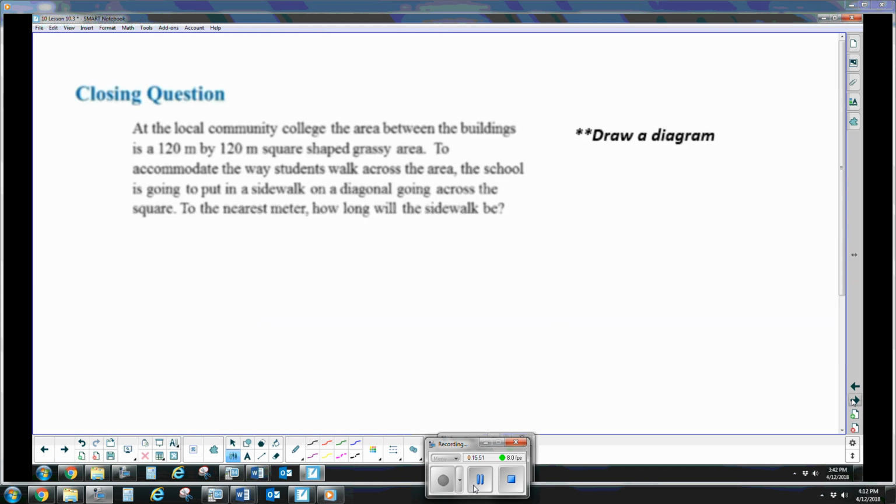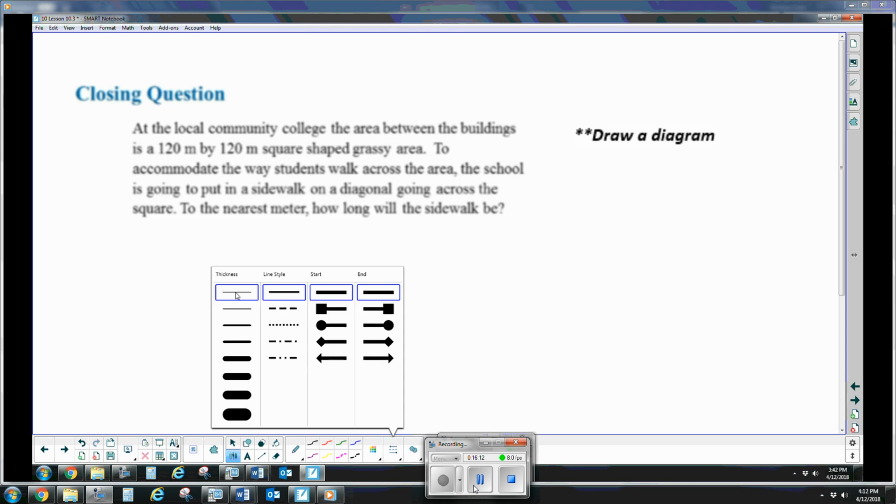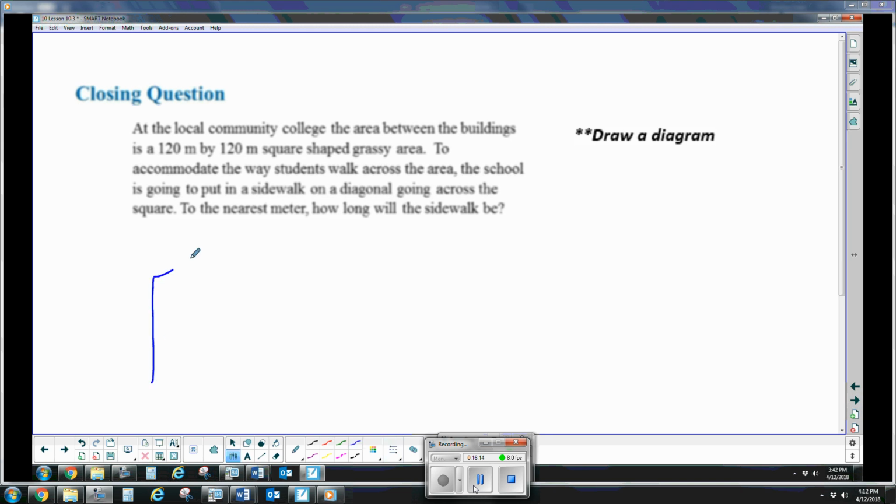All right, now let's look at this last one. And again, the first step here is to draw a diagram. So we're looking at a local community college. The area between the buildings is a 120 meter by 120 meter square shaped grassy area. And we want to build a sidewalk for the students so they can cut across that grassy area.